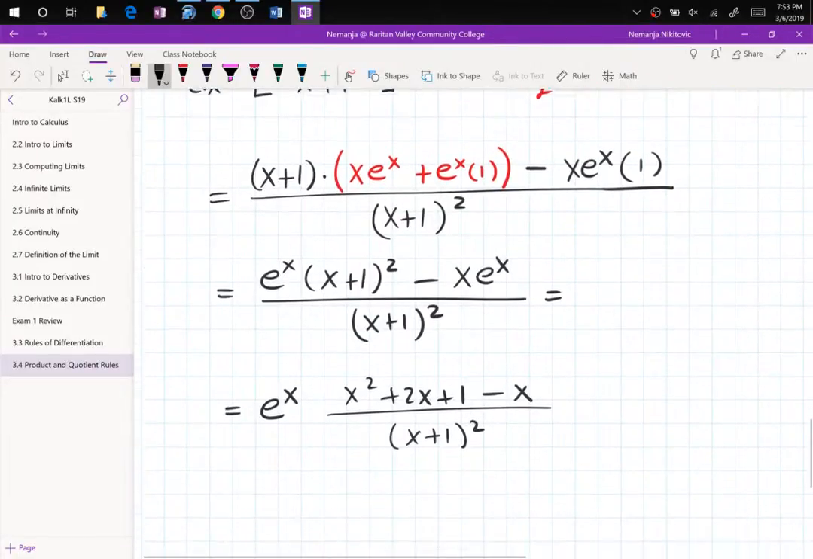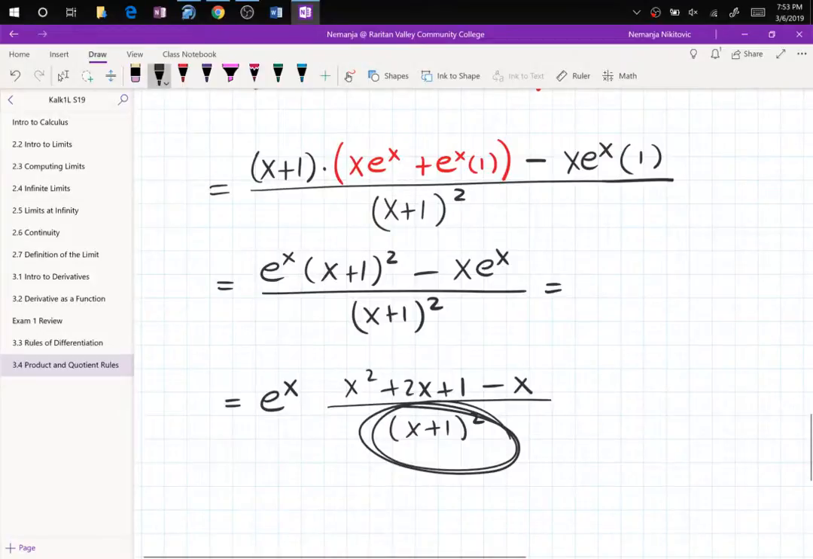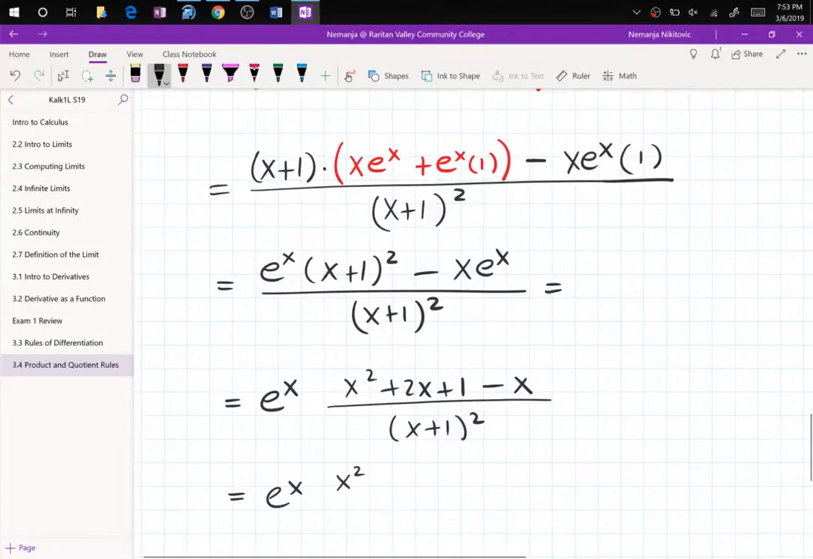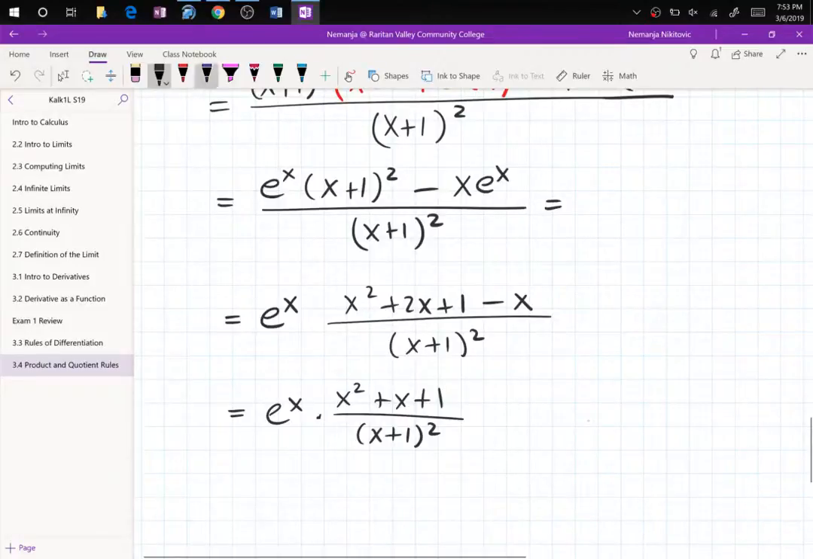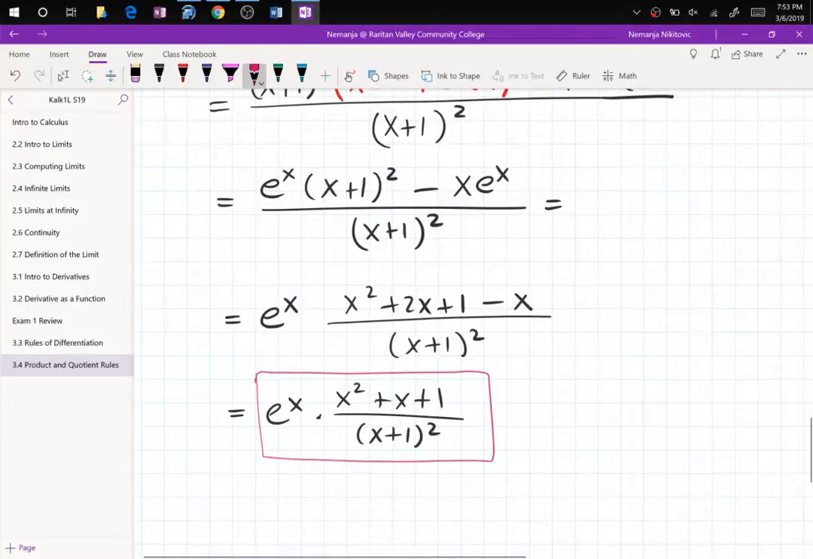Please never, ever, ever square and worry about the denominator. Just leave it. Just drag it along. So this is e to the x times x squared plus x plus 1 divided by x plus 1 squared. And right, this would be the answer. My MATLAB should be happy with this answer.